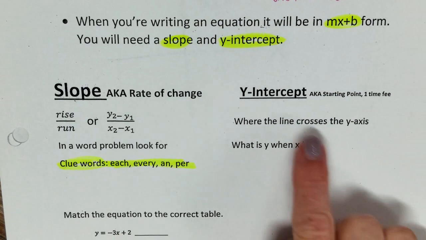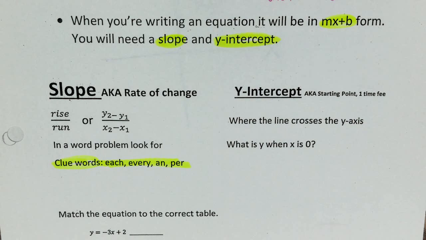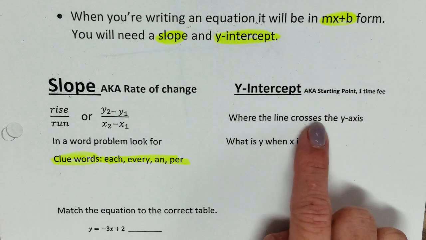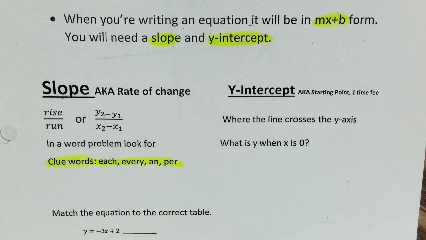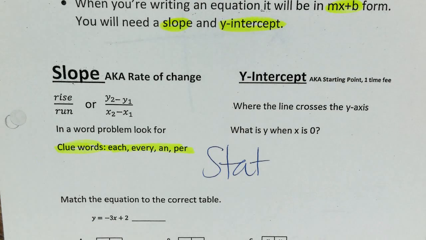All right, y-intercept is also known as the starting point, the one-time fee. On a graph, it is where the line crosses the y-axis. And on a table, it's what is y when x is 0. Or, everybody write this down, you can simply use stat. Stat is going to be your best friend on the STAR test because it will always give you the slope and it will always give you the y-intercept if you have two coordinates. Does everybody understand? All right.